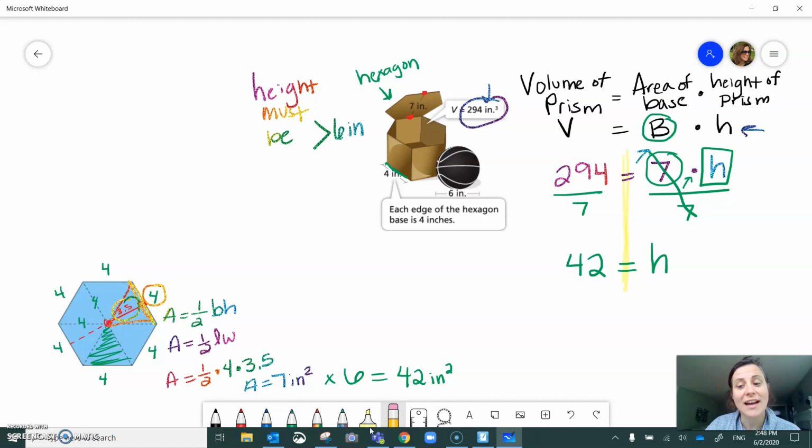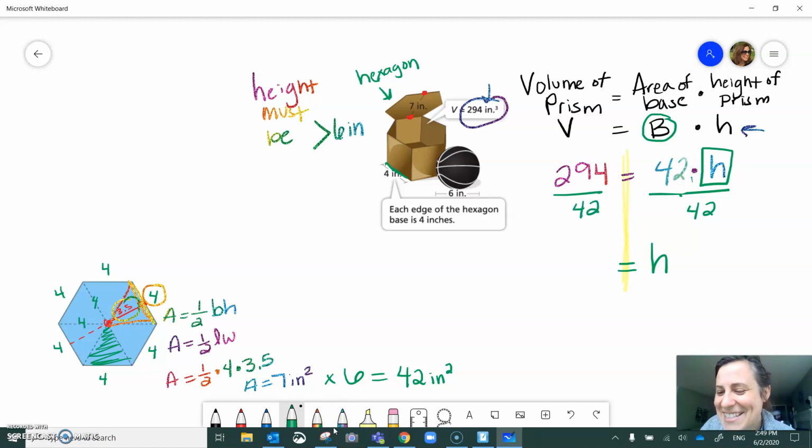Never fear, I can fix this. You guys are the best ever. All right. So the area of the base is 42. I want to get the h alone, so I divide both sides by 42. And guess what? 294 divided by 42 is 7.